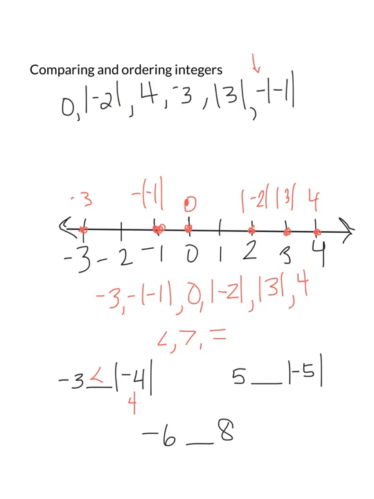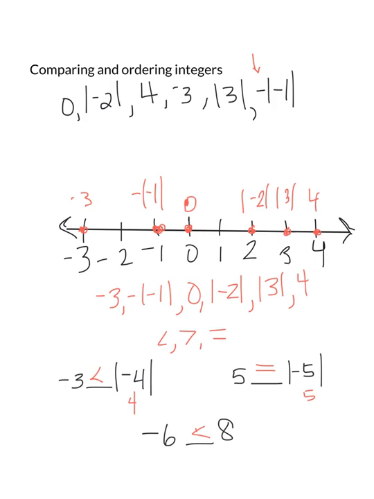Same concept here. Everything would tell me that 5 is greater than -5. However, we're not looking at 5 and -5. We're looking at 5 and the absolute value of -5, which is 5. So 5 is actually equal to 5. This last one, there's no absolute values. It's -6 compared to 8. A positive is always greater than a negative. Therefore, -6 is less than 8.